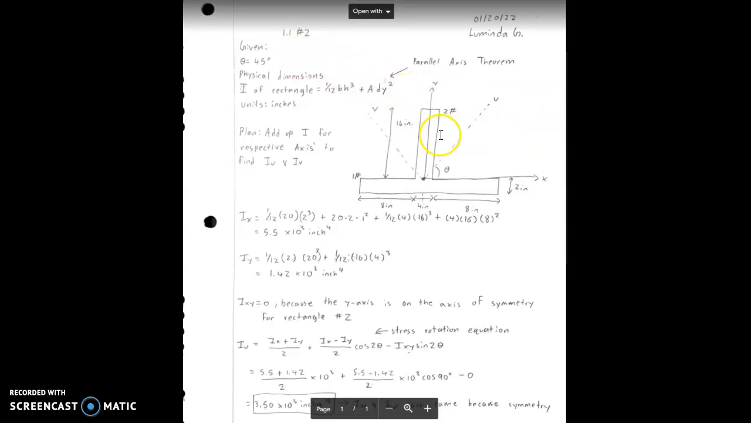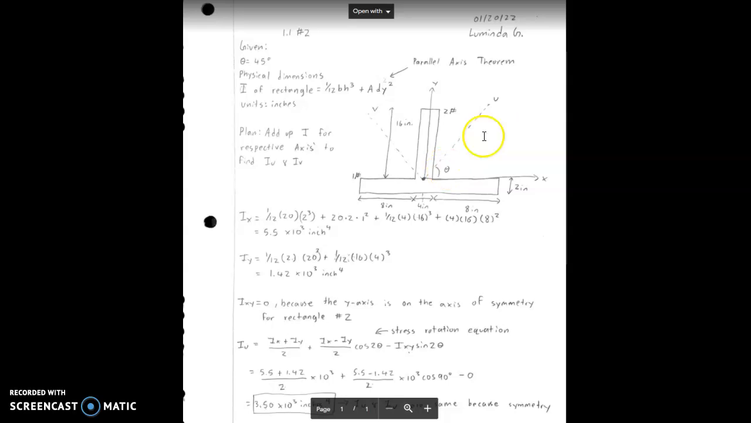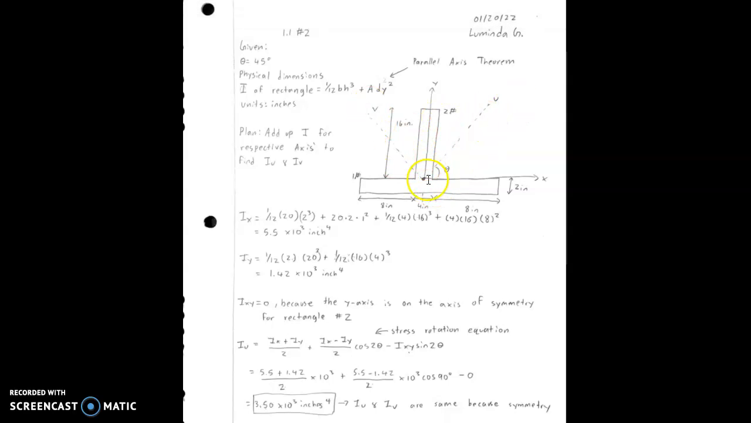But the problem that we're dealing with here is they want us to determine the moments of inertia of these two axes. There's this axis u, this axis v, so you want to determine the moment of inertia along these two axes, and then also to find the product of inertia along these two axes.